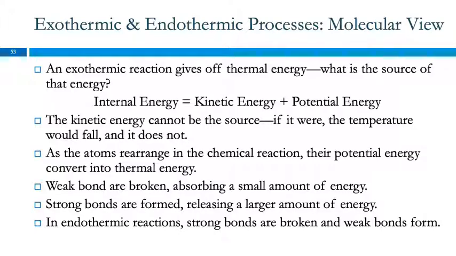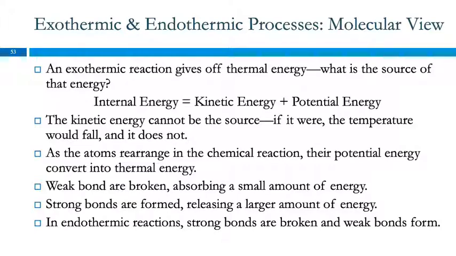So it's potential energy. As the atoms rearrange during this chemical reaction, their potential energy gets converted into thermal energy. So what happens is there are weak bonds that get broken. That requires some energy to go in and break those bonds. And then strong bonds are formed, and when strong bonds are formed, that releases a great deal of energy. So in an exothermic reaction, we've got weak bonds being broken, strong bonds being formed.